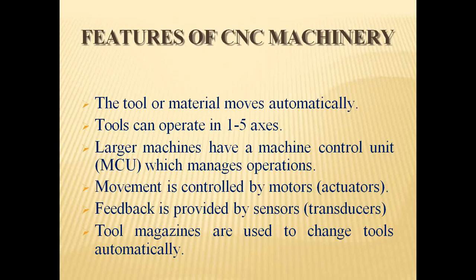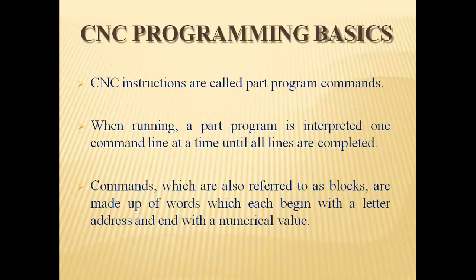Because if you want to create complex objects, we can create them with the help of 5 axis. Larger machines have a machine control unit which manages the operations of a CNC, where the movement is controlled by the motors, which are also called actuators, and transducers give the feedback which is provided by the sensors. Okay, this is exactly how CNC working and features are.